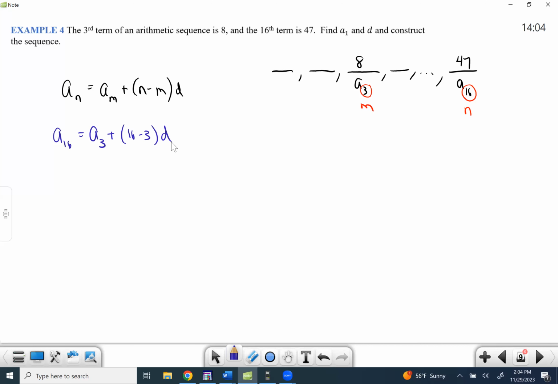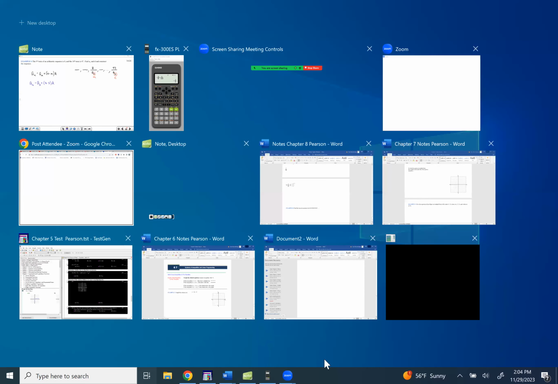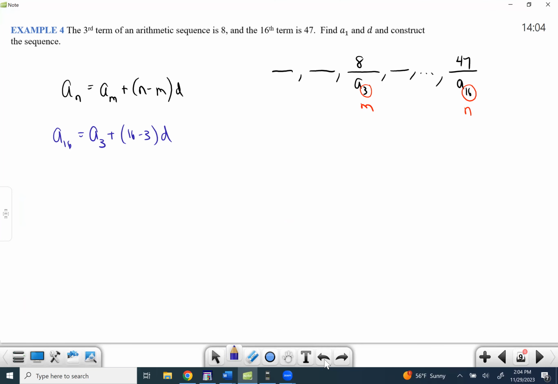So the last problem. Okay, so just making sure that when you subtract here, you get a positive number. So that tells you n has to be the bigger one. Okay, so let's substitute in a sub 16. A sub 16, sorry guys, is 47. So we're going to put 47 in here. A sub 3 is 8. And then 16 minus 3 is 13.